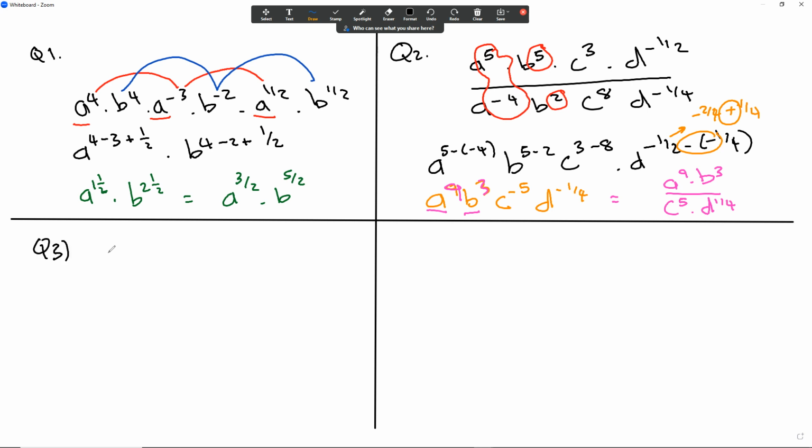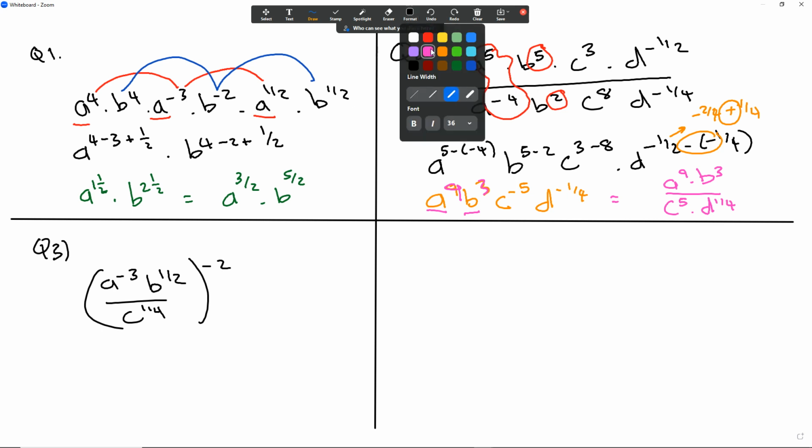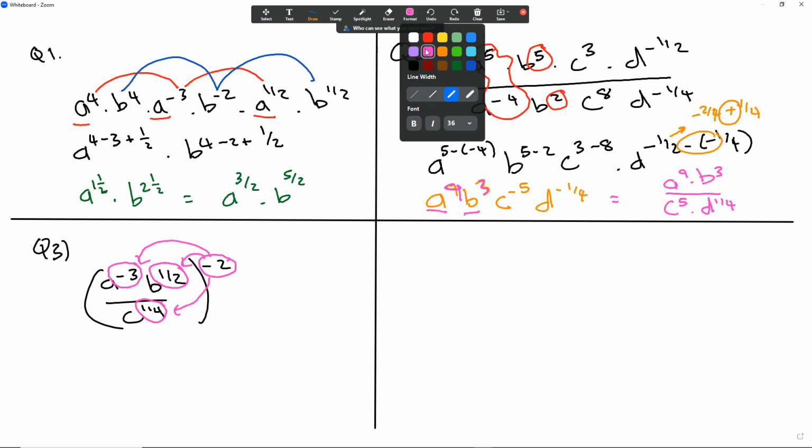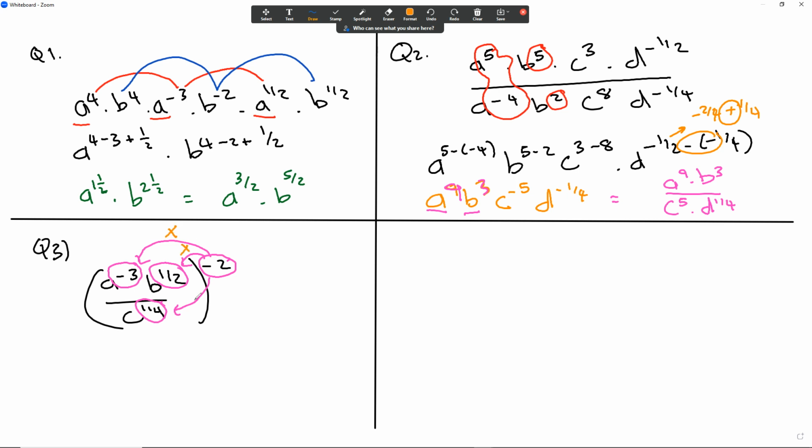Question number 3, I've got a to the power of negative 3, b to the power of a half over c to the power of a quarter, all to the power of negative 2. So from here, they're all different, so I can't simplify it, I can't multiply them, I can't divide anything. The only thing I can do is take this power and multiply it on the inside by each of these. I'm just multiplying it by the power, timesing, not adding, timesing.